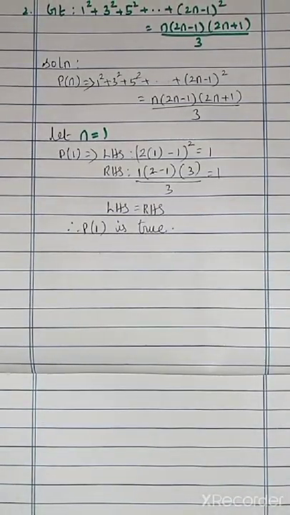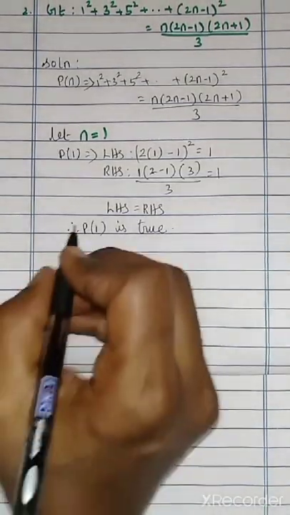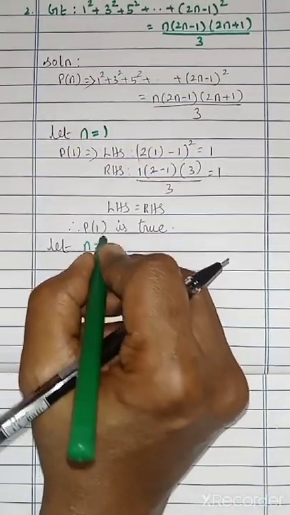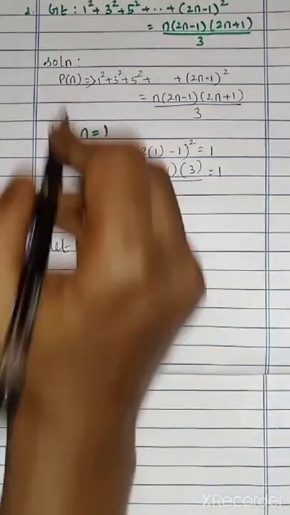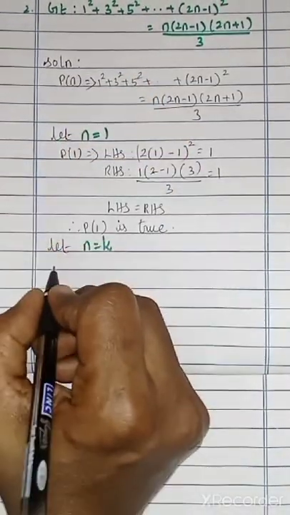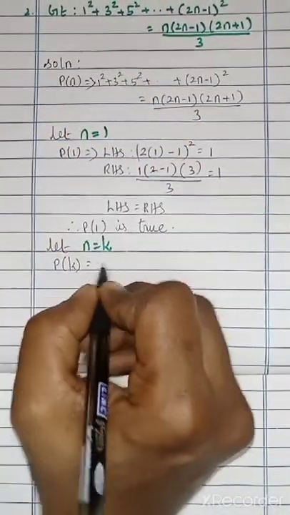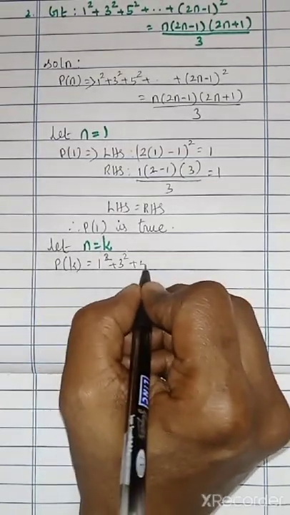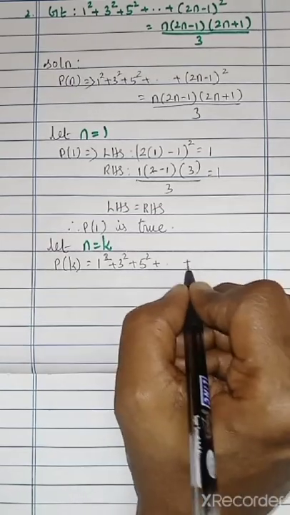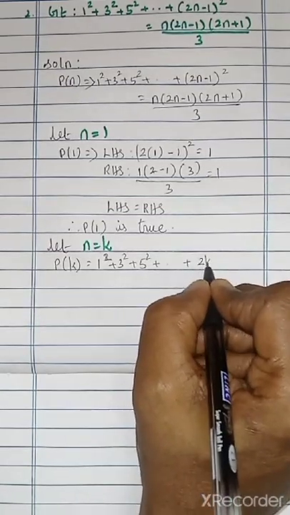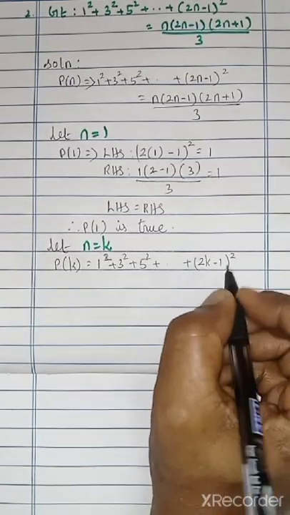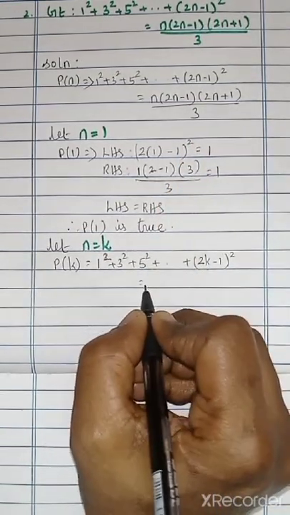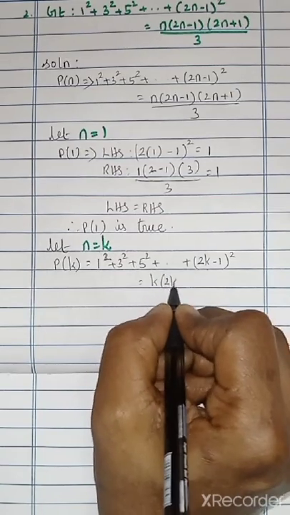Okay, what is the next step? Yes, we have to take let n equal to k. So instead of n, what do we have to substitute? k. P of k equals 1 square, 3 square, 5 square, etc., up to 2k minus 1 the whole square. Correct? Instead of n, we substitute k, which gives k into 2k minus 1.